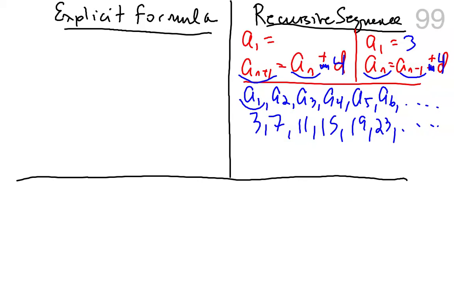Now, isn't another way to look at it that the 6th term is the 5th term plus 4? So this means the same exact thing. These are both ways of saying the new term is the old term plus 4. The new term is what? The old term plus 4.